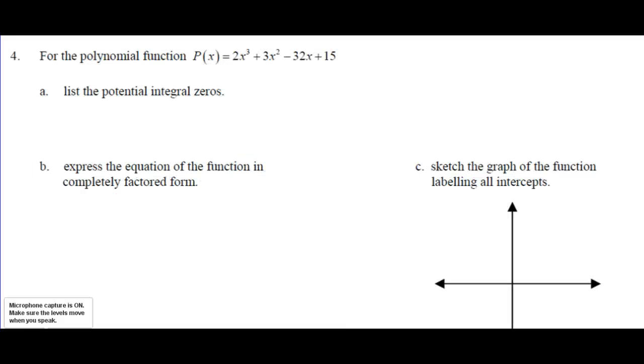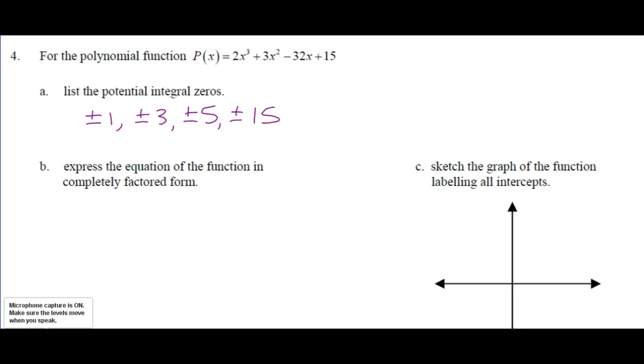Okay. So for the polynomial function, we call them potential integral zeros, right? They have the potential to be a 0. So what has the potential to be a 0? Any number which is a factor of the constant term, which is 15. What are the factors of 15? So plus or minus 1. What else? What else?